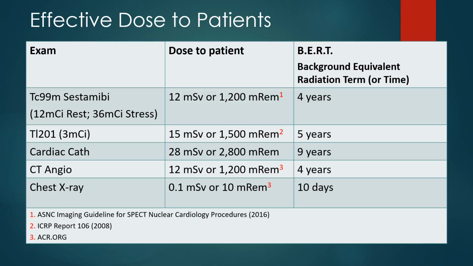A CT angiogram may result in a dose to the patient of 12 millisieverts. This is equivalent to 4 years of natural background radiation. In comparison, a chest X-ray is only 1/10 of a millisievert, or 10 millirem, which is equivalent to only 10 days of natural background radiation.